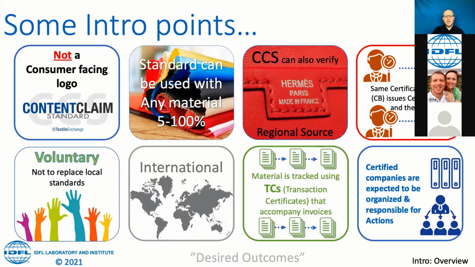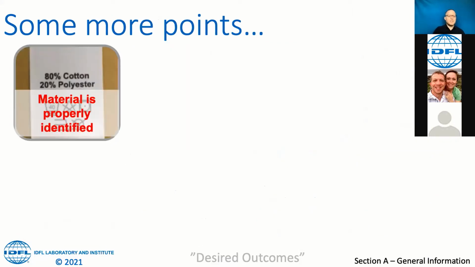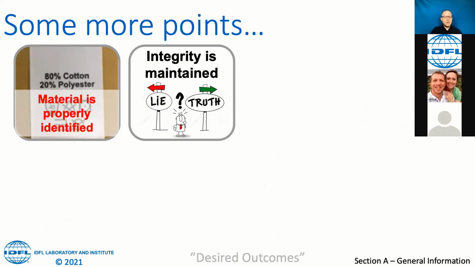And then last of all, certification companies are expected to be organized and responsible for all of their actions. That's basically what the scope certificate is addressing, making sure that there's competence there. The next thing is that material needs to be properly identified, listing out, is it 80% this, 20% this, what type of different unique identifiers are there with the material so the material is not confused. Integrity is maintained. No standard or nothing within the industry is going to exist without the honesty and the integrity of the actual players themselves.